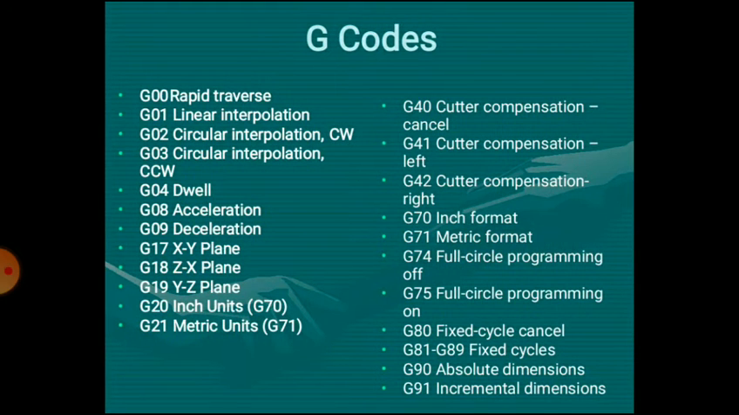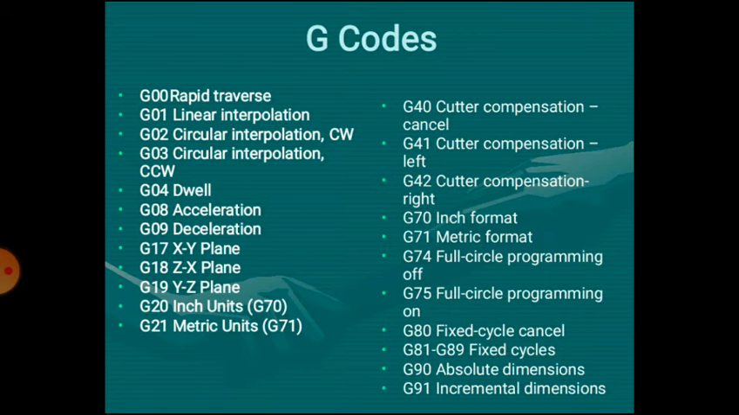So these are some G codes that are given here. G00 is rapid traverse, G01 linear interpolation, G02 circular interpolation clockwise, G03 circular interpolation anti-clockwise, G04 dwell, G08 acceleration, G09 deceleration, G17, 18 and 19 are plane selection. G17 is used for XY plane, G18 for ZX plane and G19 for YZ plane.